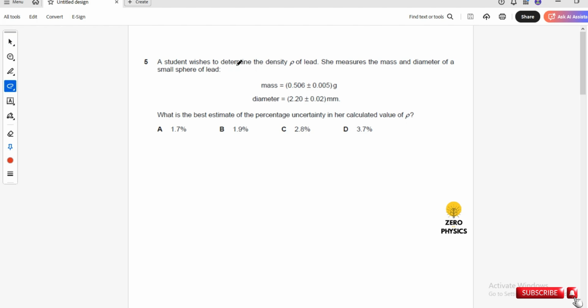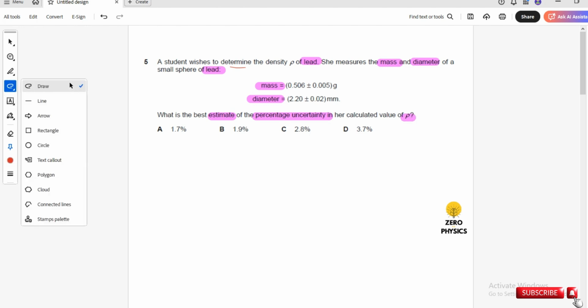A student wishes to determine the density ρ of lead. She measured the mass and diameter of a small sphere of lead. Mass is this, and we are given the diameter as 2.20 ± 0.02 millimeters. What is the best estimate of the percentage uncertainty in a calculated value of ρ? So we have to find the percentage uncertainty in density basically.